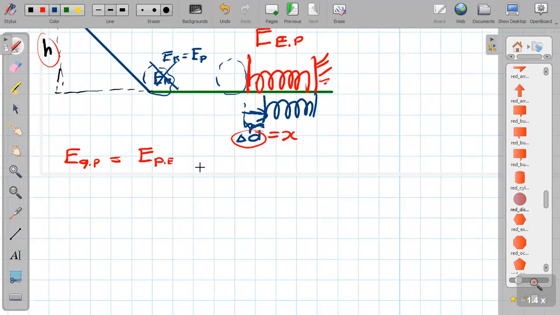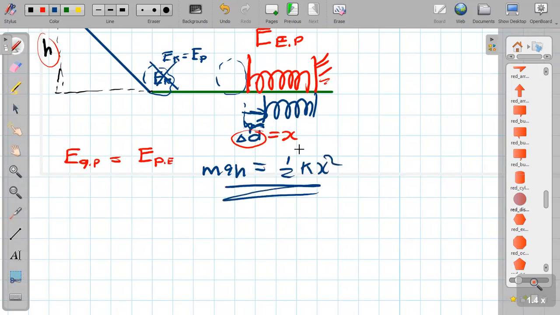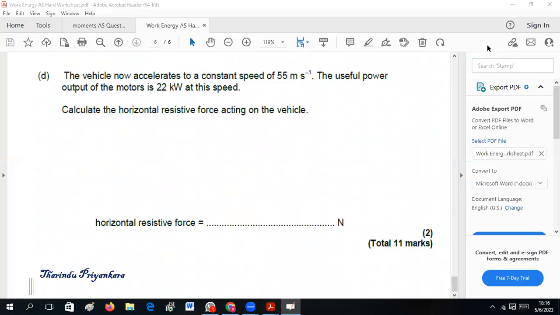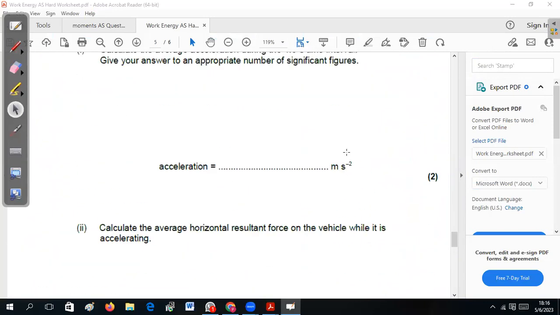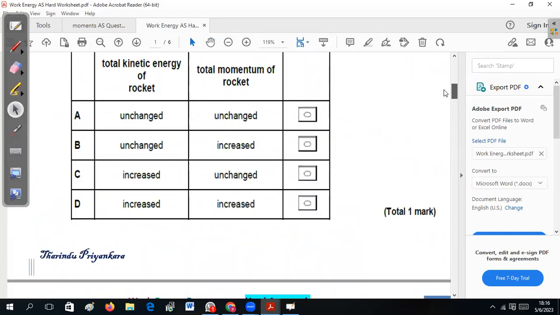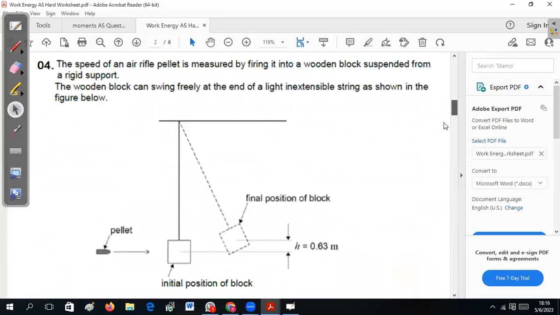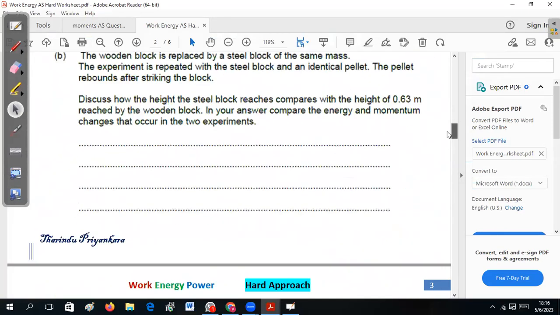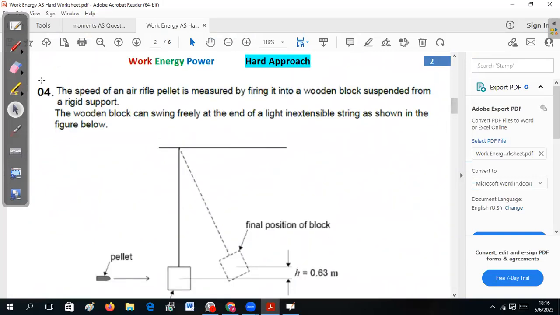Okay, how is it? mgh equals half kx square. You can find whatever the component they may ask. Might be m, might be h, might be k. Got it? Shall we try a question then? It's a really good question. Try this one.